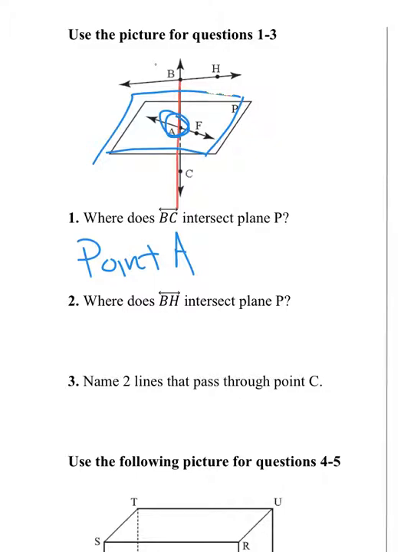Here in green, you'll see line BH. There's the plane in blue. Are they intersecting each other? They are not. So the best answer you have here is they don't.